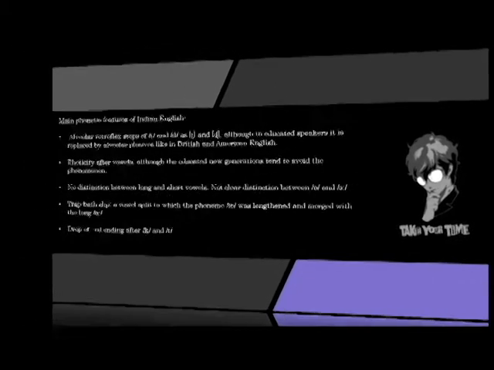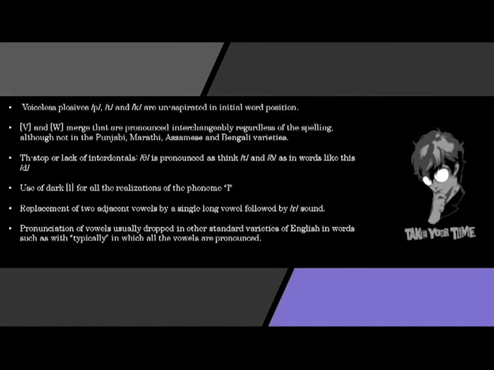Voiceless plosives P, T, and K are unaspirated in initial word position. V and W merge and are pronounced interchangeably regardless of the spelling, although not in the Punjabi, Marathi, Assamese, and Bengali varieties. TH stop, or lack of interdentals, is pronounced as T in think and D in words like this.